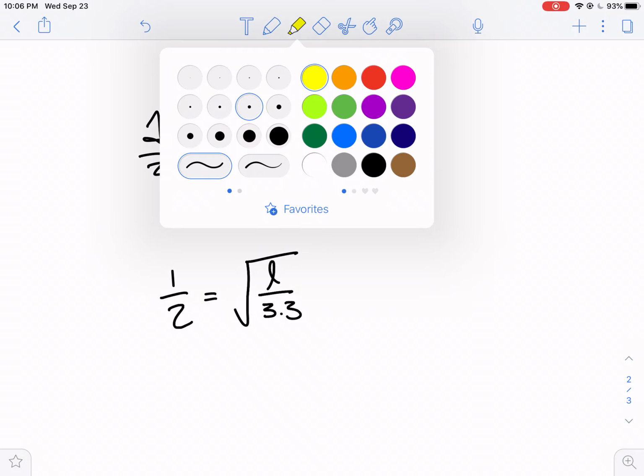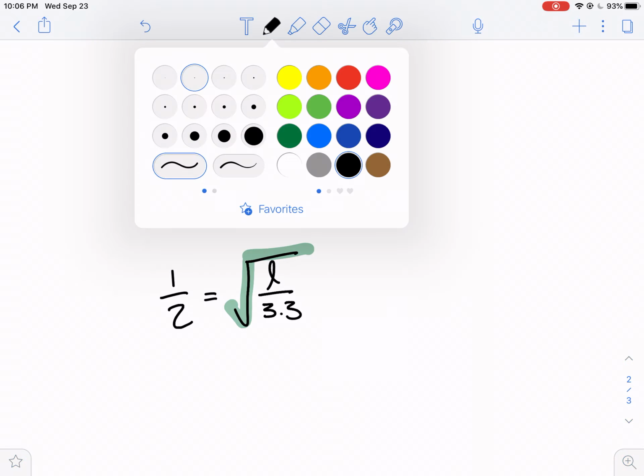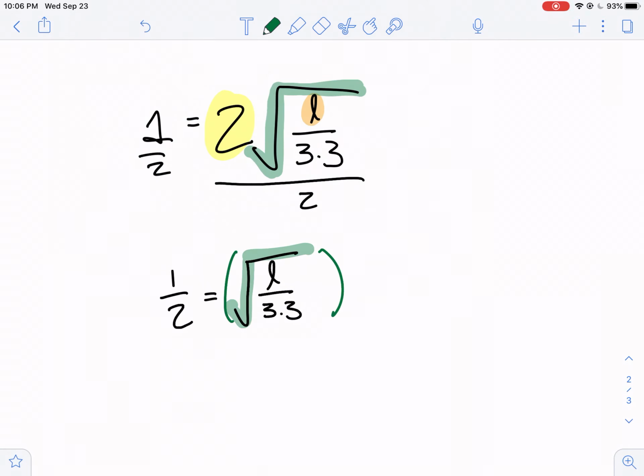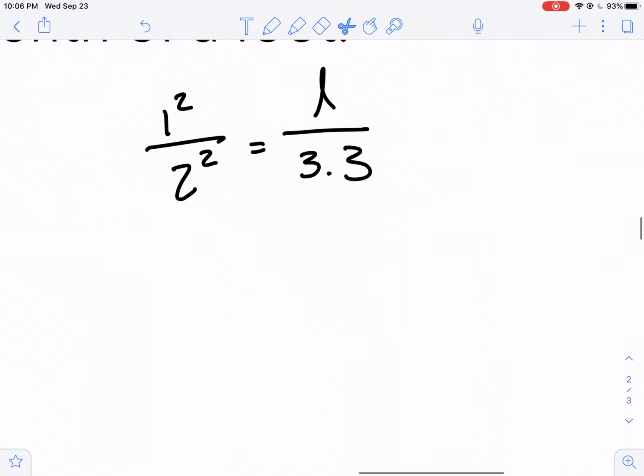So the next thing that we can undo is the square root. How do we undo a square root? We undo a square root by squaring both sides. This is the same thing as 1 squared over 2 squared. And then these cancel out, so we get L over 3.3. Cool. Now I'm out of room, so I'm going to copy this step and go over here and keep working. 1 squared is 1. Oops, 1. 2 squared is 4. L divided by 3.3.